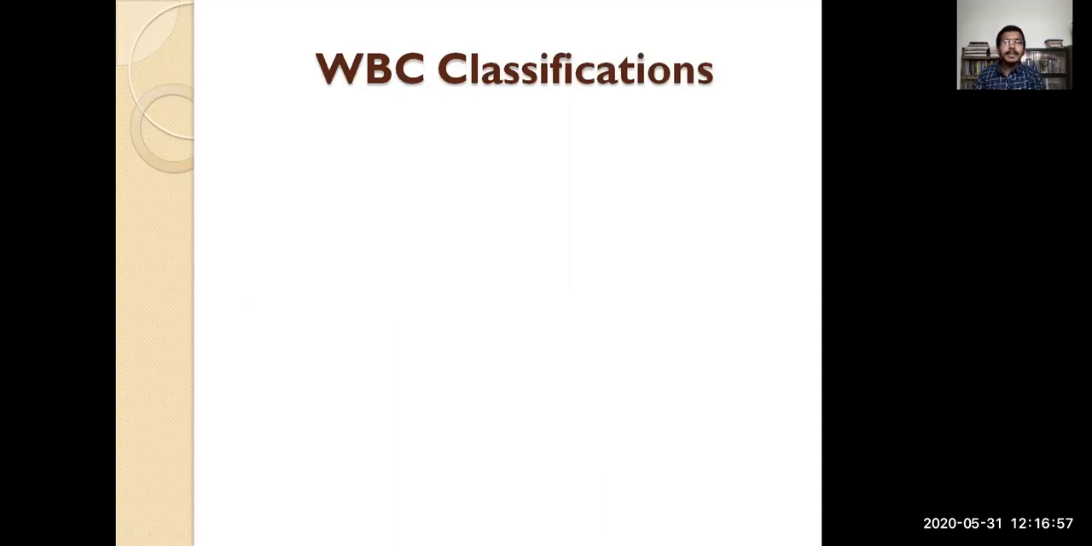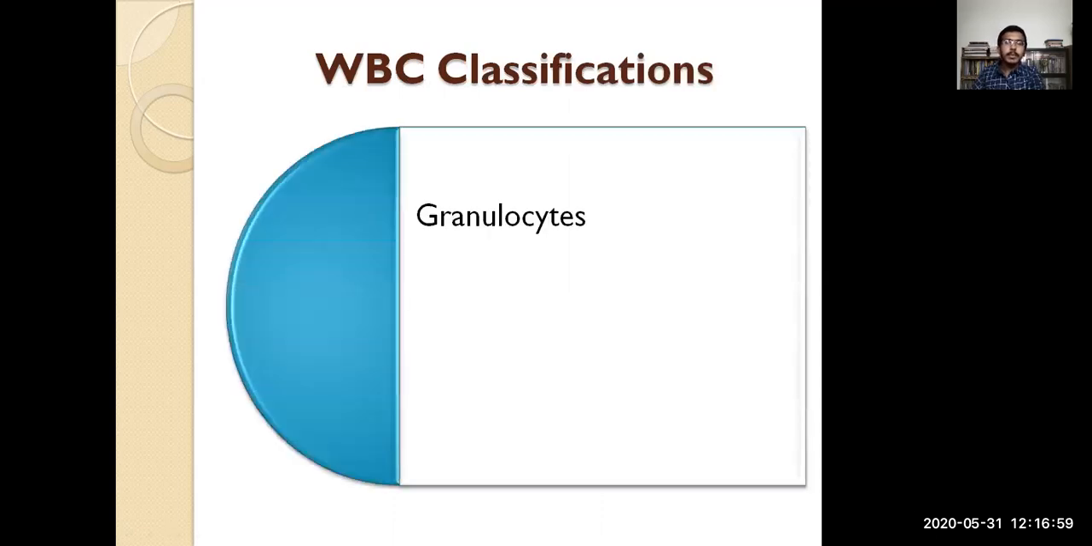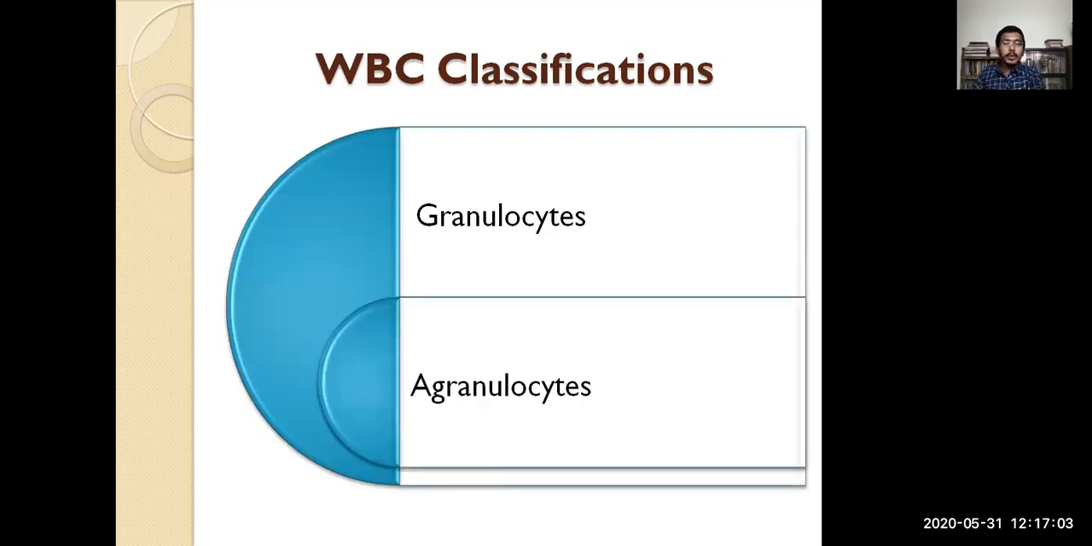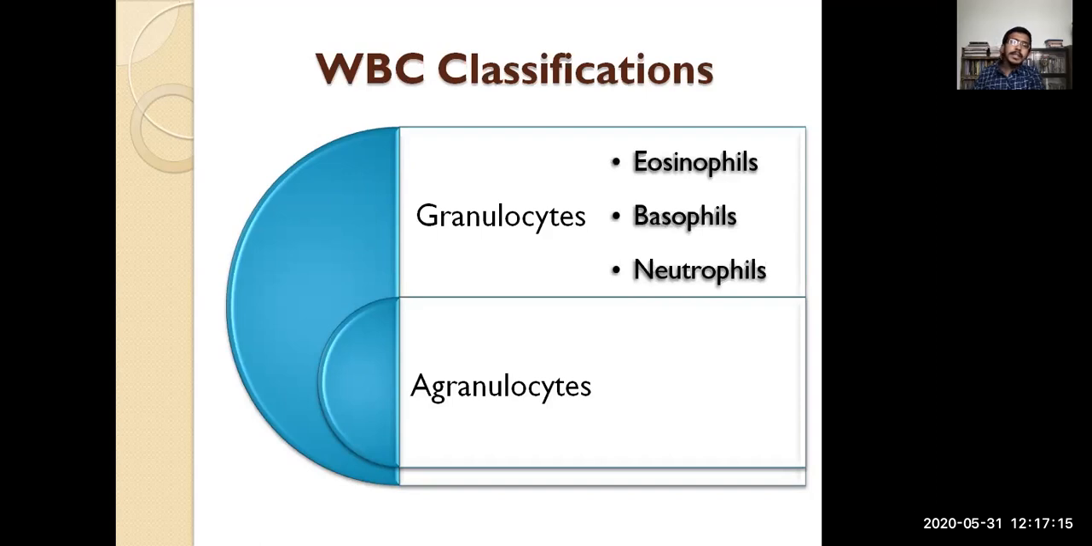So on talking about the classification of the white blood cells, these white blood cells are also classified into the granulocytes and agranulocytes. The granulocytes contain granules in their cytoplasm or the cytosols, whereas these granules are absent in the agranulocytes. These granulocytes are further divided into the eosinophils, basophils, and the neutrophils. And similarly, agranulocytes are divided into the lymphocytes and monocytes.